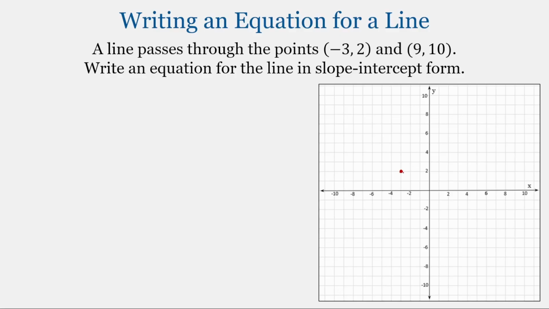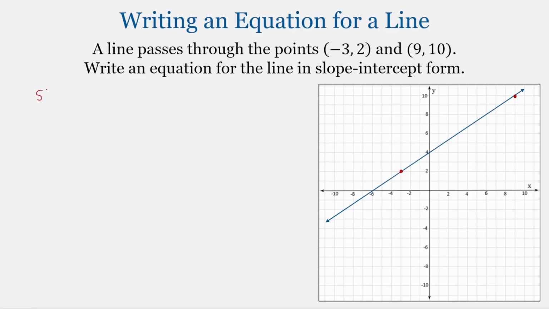So we have -3, 2, and then we have the ordered pair 9, 10. So we have our 2 points on our 2-dimensional xy plane, so we can connect these points to show our line. So our goal is to write an equation for this line. And to do this, the first thing we want to do is find the slope of this line. How does this line change as it moves from left to right?